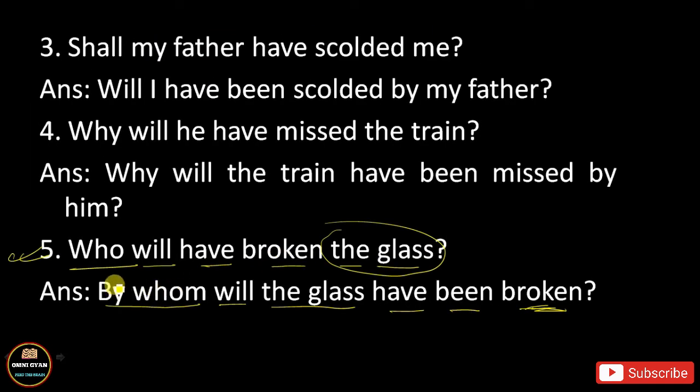यहाँ पे मैं दिखाता हूँ आपको. By we have already used here. Subject is not there. So we end the sentence with verb third form which is broken. This is verb third form. Okay, and then question mark. So by whom will the glass have been broken? Got it?